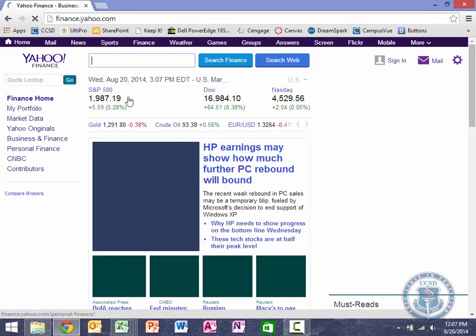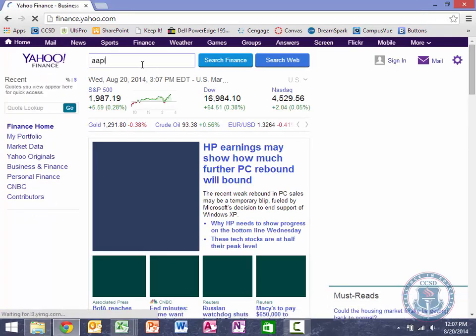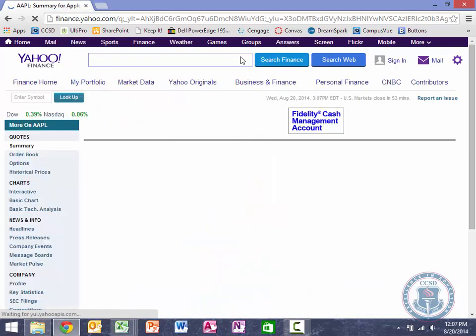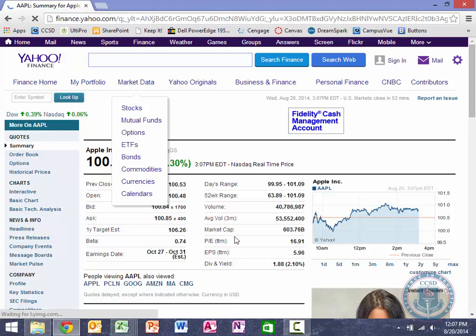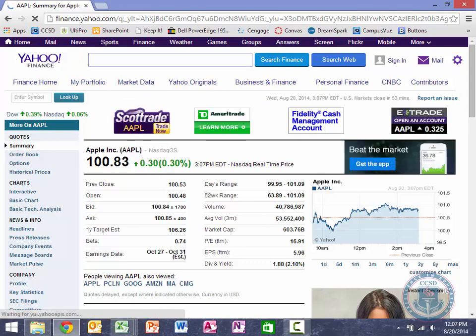Okay, we're going to look for Apple. Search AAPL, that's their stock ticker. I know that because I own Apple. They are, before the split, $700 a share, which is the bomb.